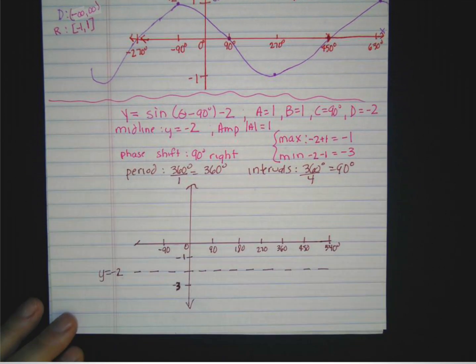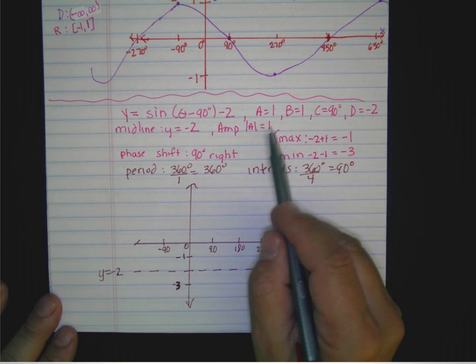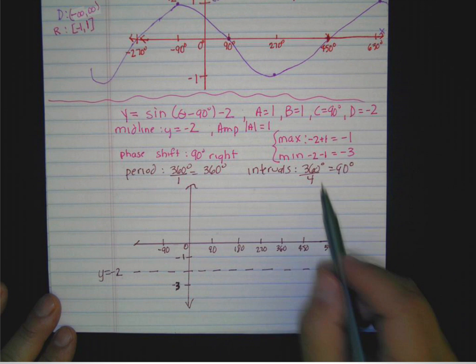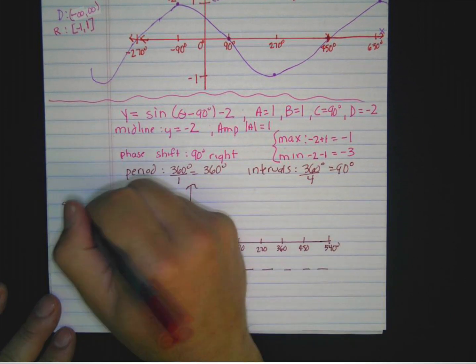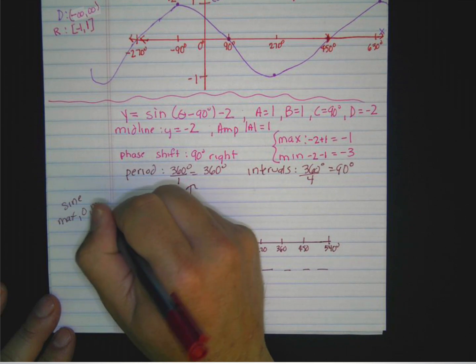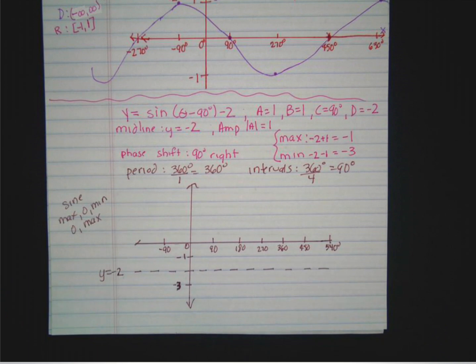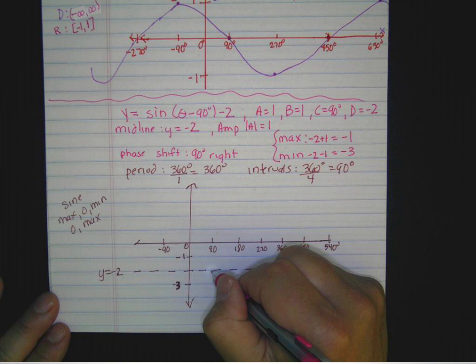Good thing you can stop, pause, rewind, go. So, again, our amplitude is 1, so we're 1 above and 1 below the midline. Makes sense. We shifted over 90 to the right. So remember, sine goes max, 0, min, 0, max. So shift over to the 90.